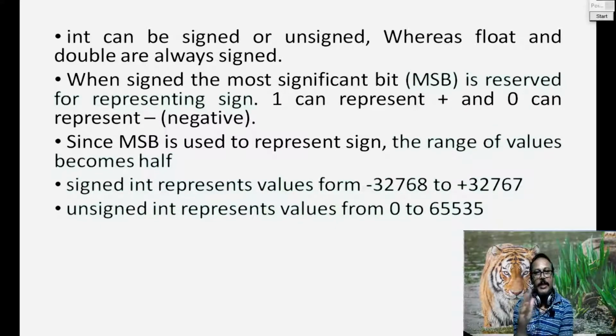So when signed representation is used, the most significant bit is reserved for representing sign. 1 can represent, say, plus, and 0 can represent negative. So when sign representation is used, the range of values becomes half. Signed int represents the values from -32768 to +32767. Unsigned int represents values from 0 to 65535.